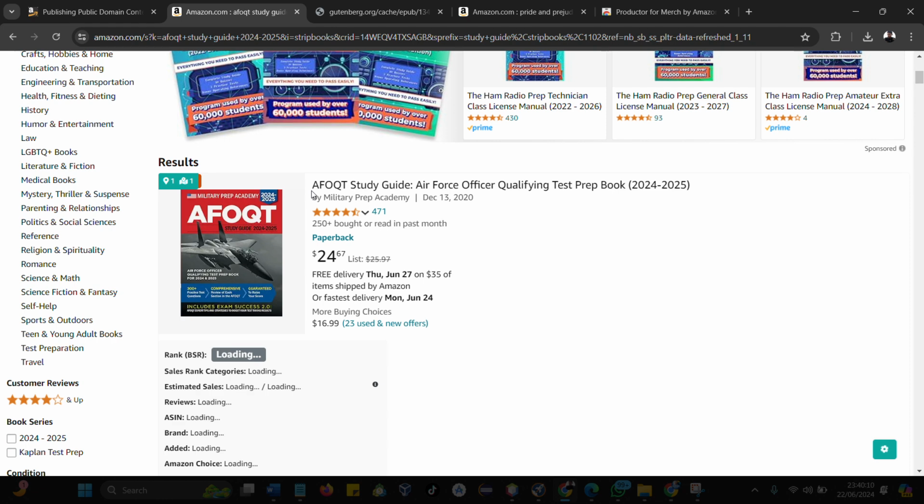So one good thing about publishing study guides is that you can make a lot of money from it. The reason being that they are seasonal. All of these things are exams. So in the seasons where people write those exams, you can make a lot of money if you have good content published for those exams at the right time. So this exam is the Air Force Officer Qualifying Test.